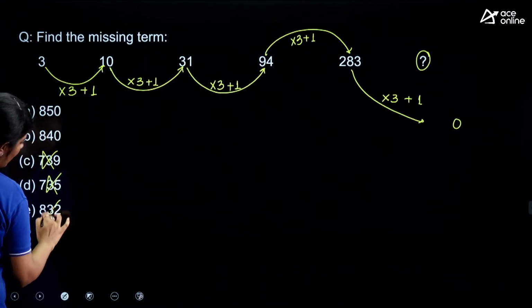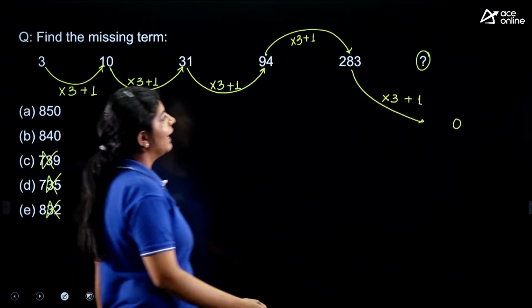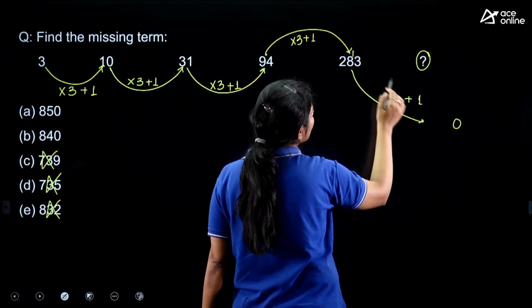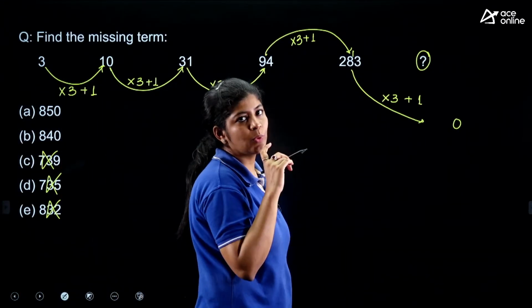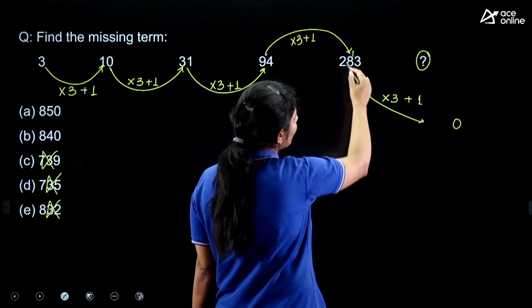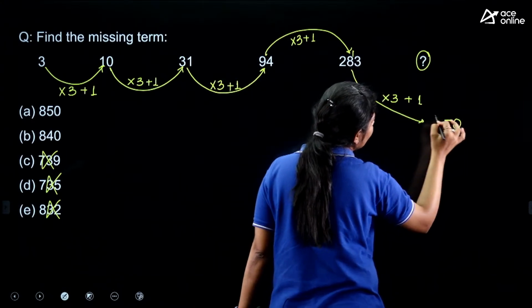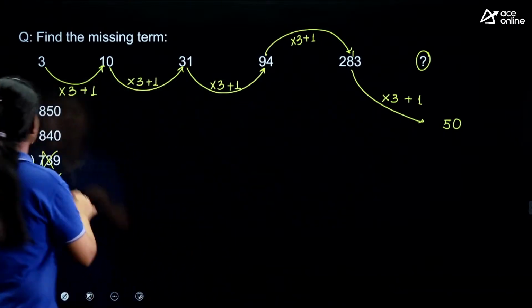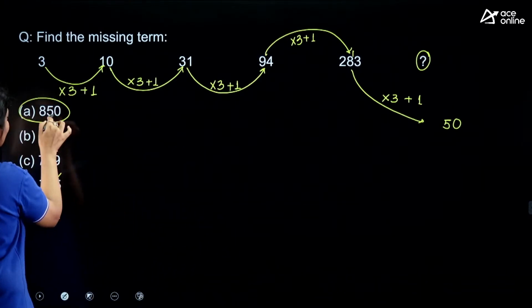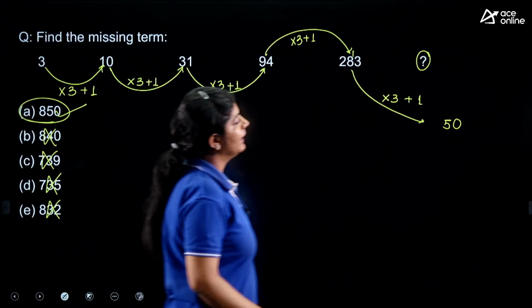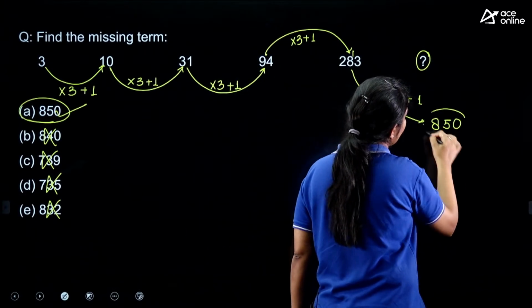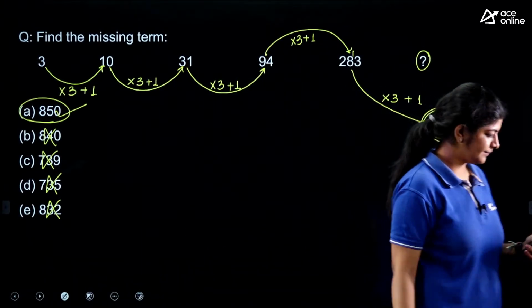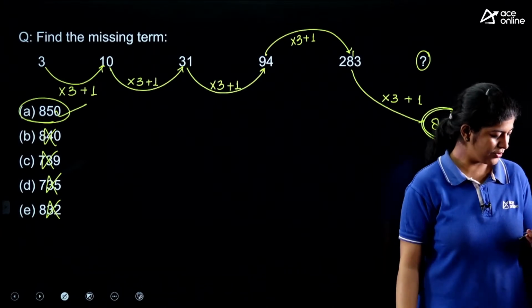That means these 3 options are eliminated. And we have 1 carry forward. 3 into 8, that is 24. But there is 1 carry forward, so here we need 5. This option is also eliminated, and the correct answer over here is option A, 850. 850 is your correct answer.